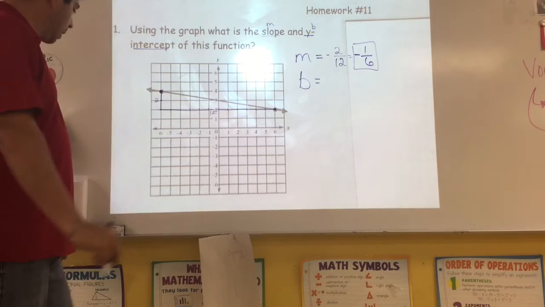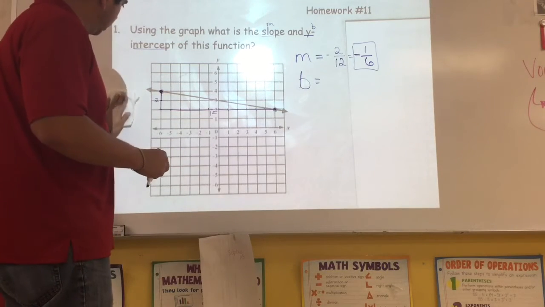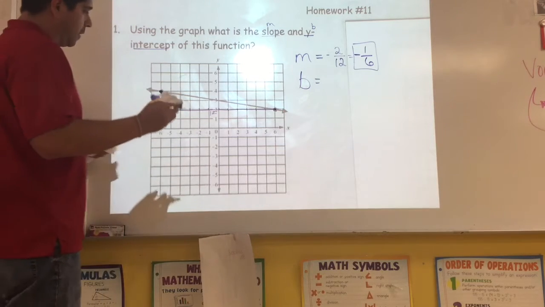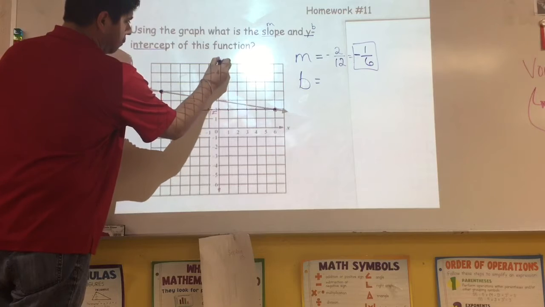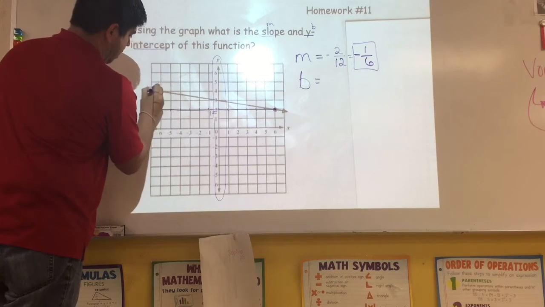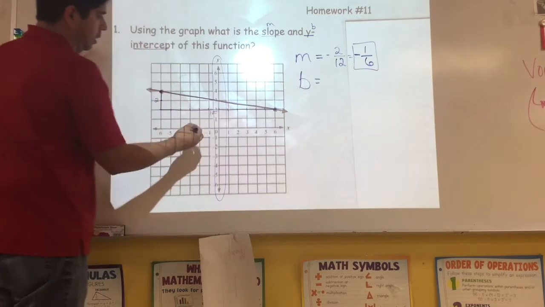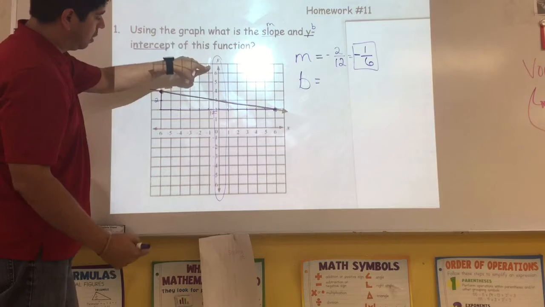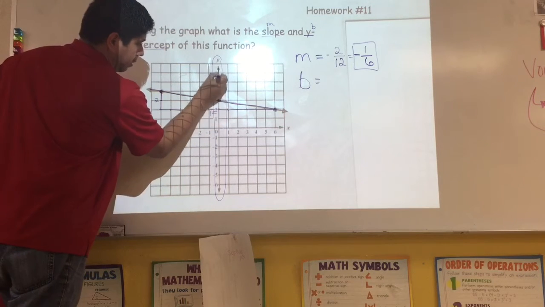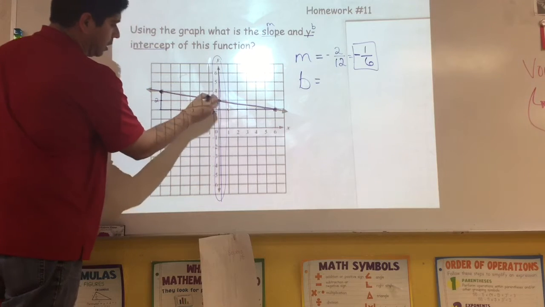Now we need to find the y-intercept. Okay, so let me erase this. Actually, I don't need to erase it. So now to find the y-intercept, I am looking for where this line right here, it's not straight, but it's crossing the y-axis. Okay, so it crosses this line right there.